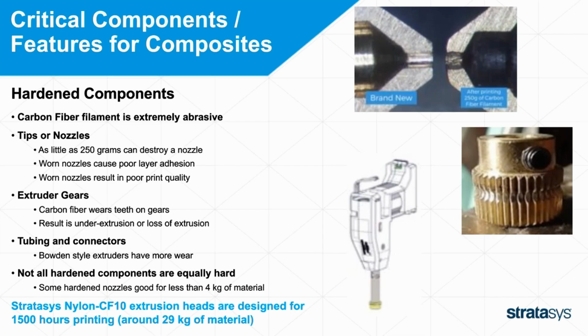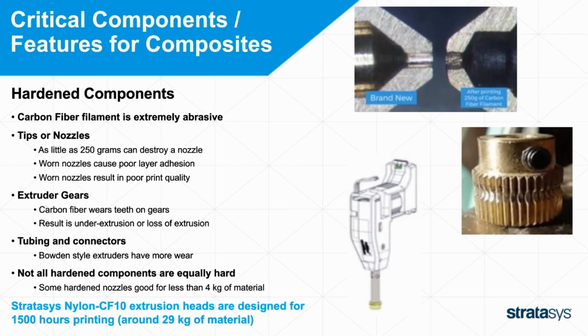And so you can see in the picture upper right a brand new nozzle on the left. Typical nozzles are brass. And then on the right is one that after only 250 grams of material, which is about a quarter spool, you can see extreme wear in the length and also the diameter. And so one thing to know with tips and nozzles, as little as 250 grams can destroy a nozzle.